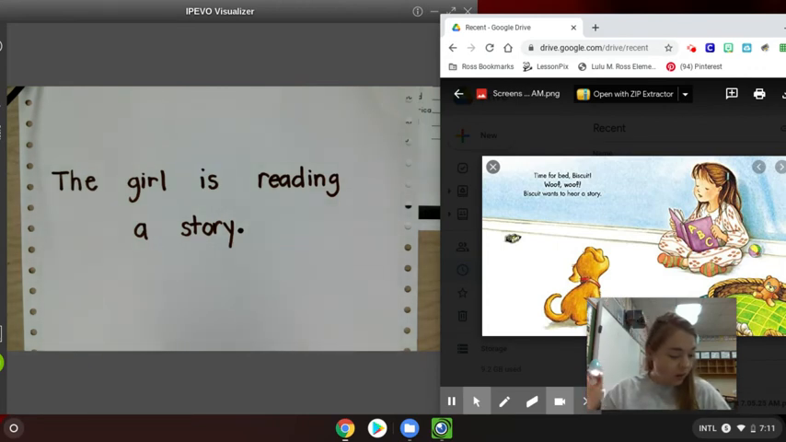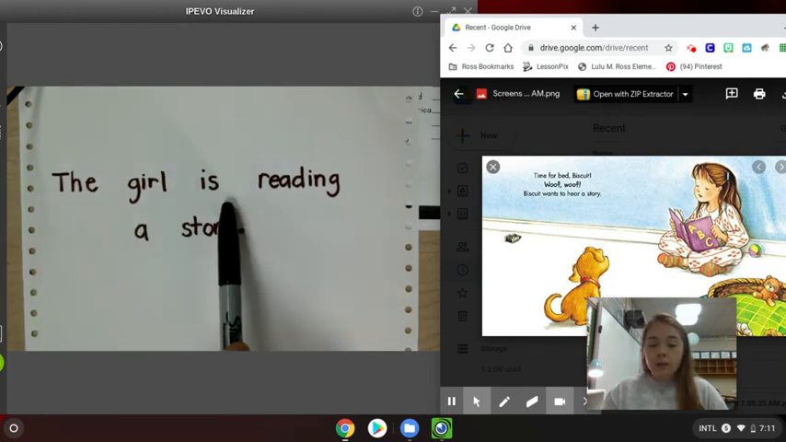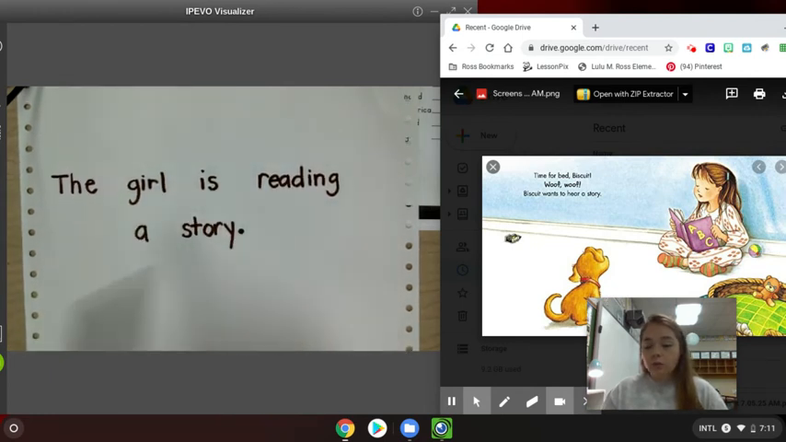It makes sense. Awesome. Now, remember last week we talked about subjects and predicates? We said that every sentence has two parts. So the first part is the who or the what of the sentence. We call that the subject. The subject of the sentence is the who or what. So let's reread my sentence and think about the who or what. The girl is reading a story.